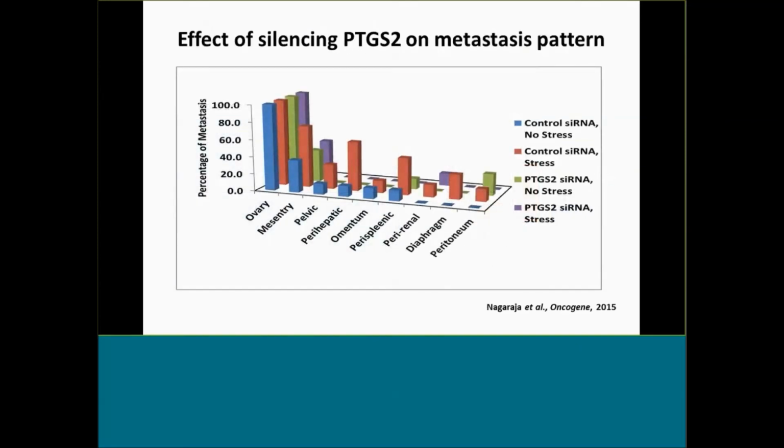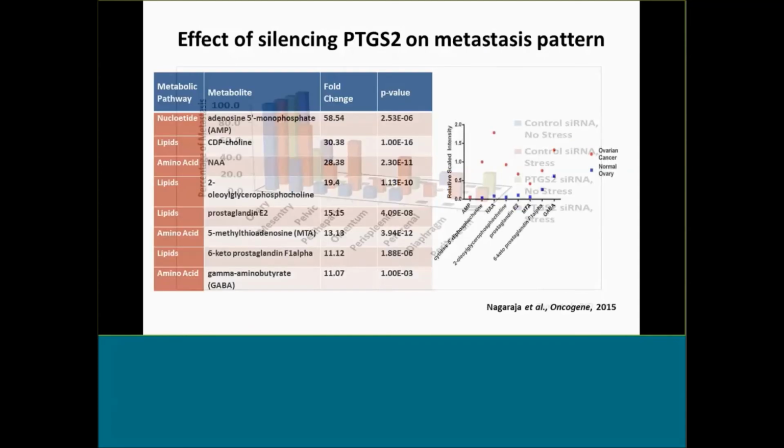This was a very direct orthotopic model because we surgically implanted tumor cells directly into the ovary, so this is not an IP injection. So you can indeed look at metastatic sites as well, and what you note is that where we silence PTGS2, you really substantially reduce the metastatic patterns in these kind of mouse models.